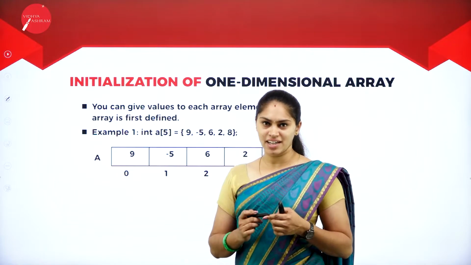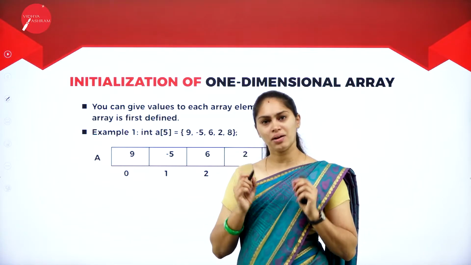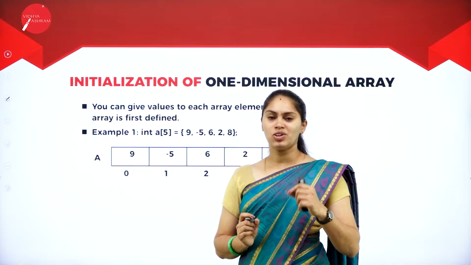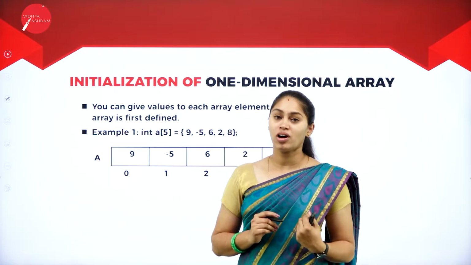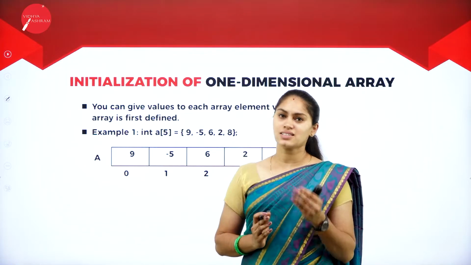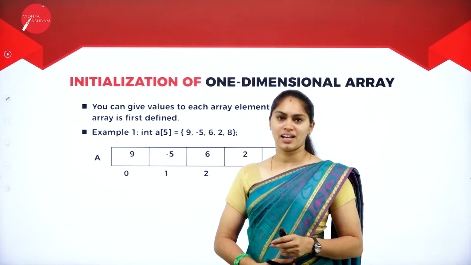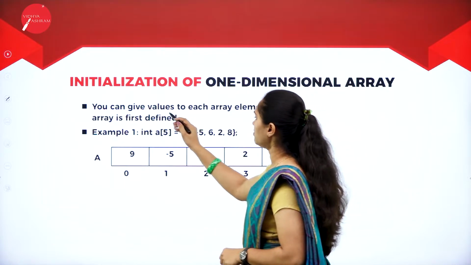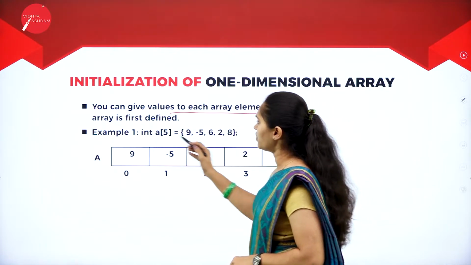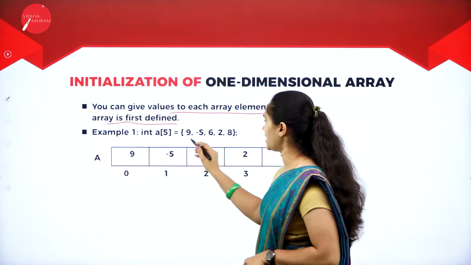We have declared an array. I have used the data type, the array name, as well as the size within the square bracket. When I'm declaring that, at the same time we give some values to the elements of the array. That is considered the initialization of a one-dimensional array. You can give the values to each array element when the array is first defined or declared. We'll see the example.